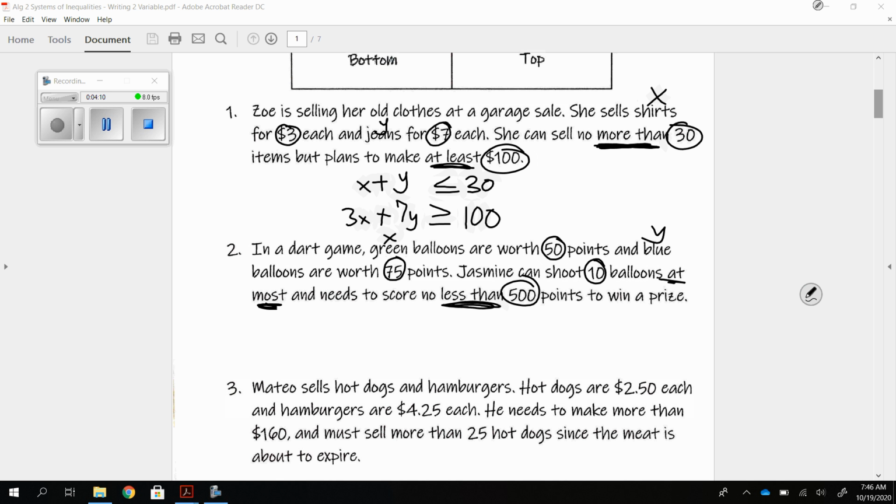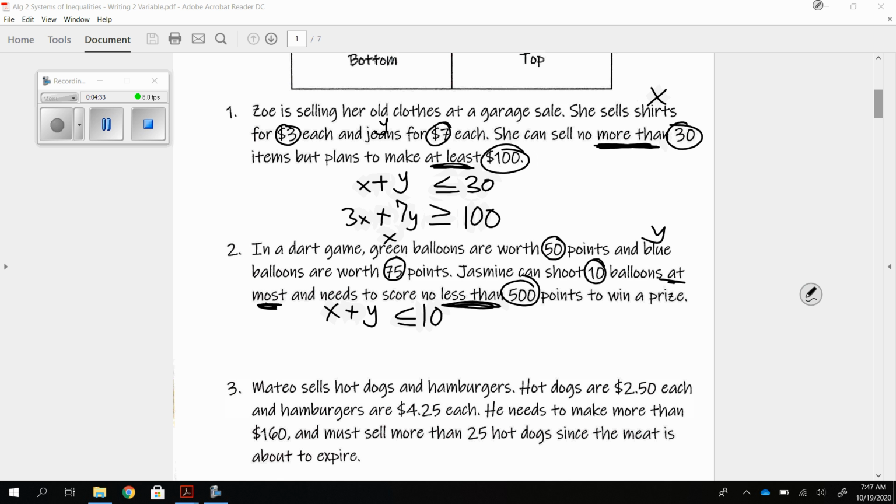So we look at our notes. At most is going to be this symbol. So we know at most 10. So green plus blue balloons equal 10. She can only shoot at most 10. So X plus Y is less than or equal to 10.